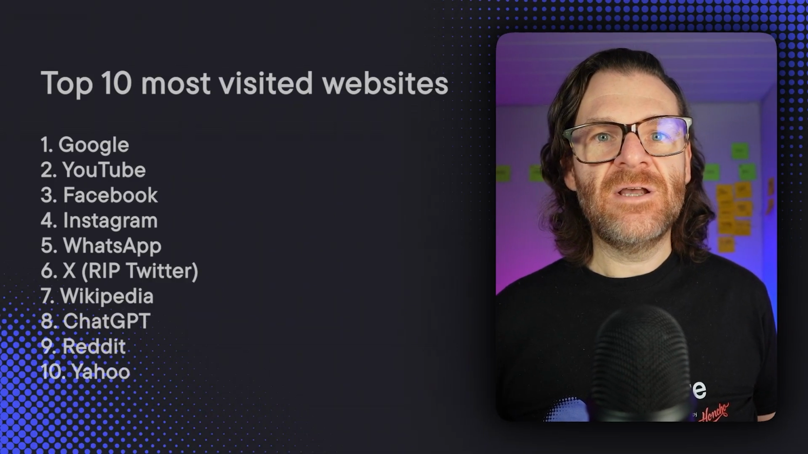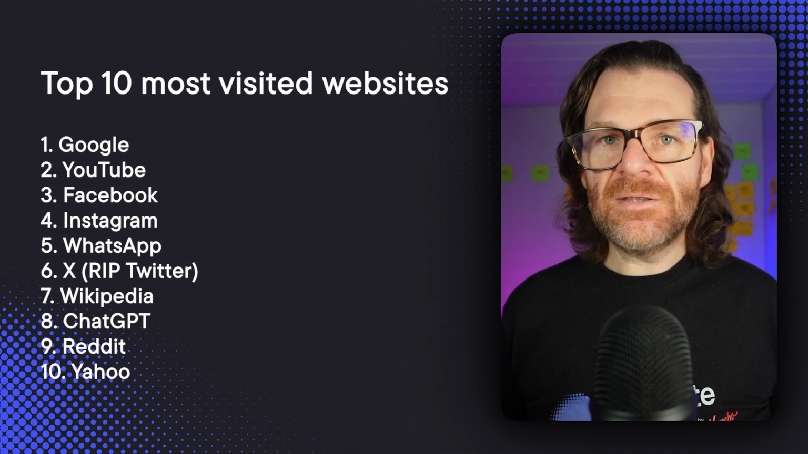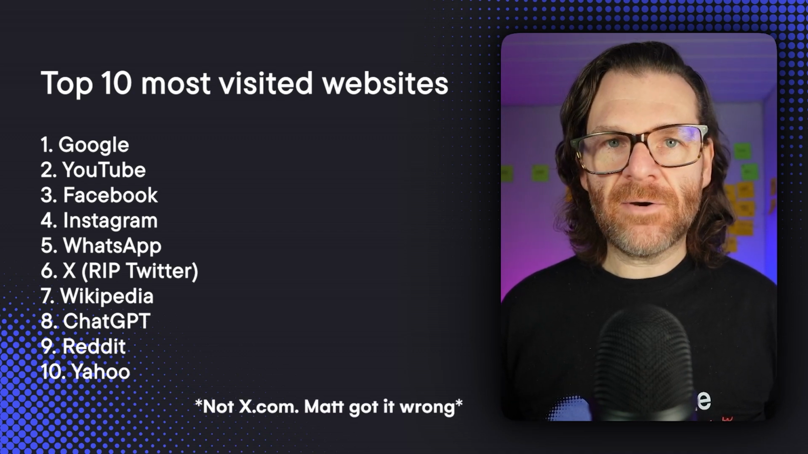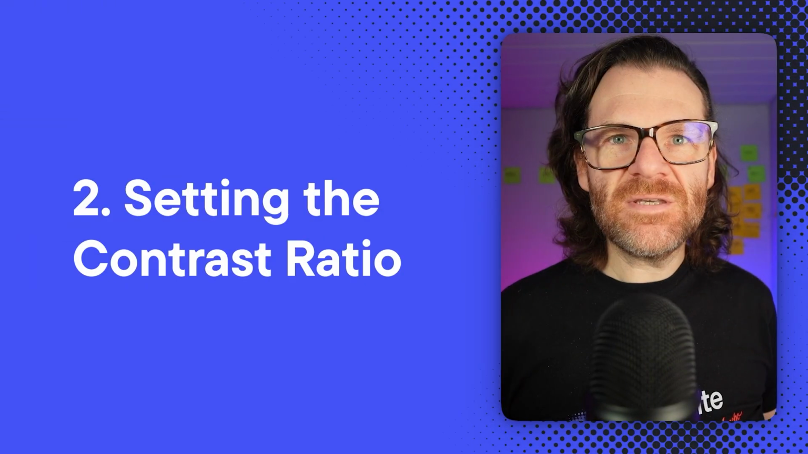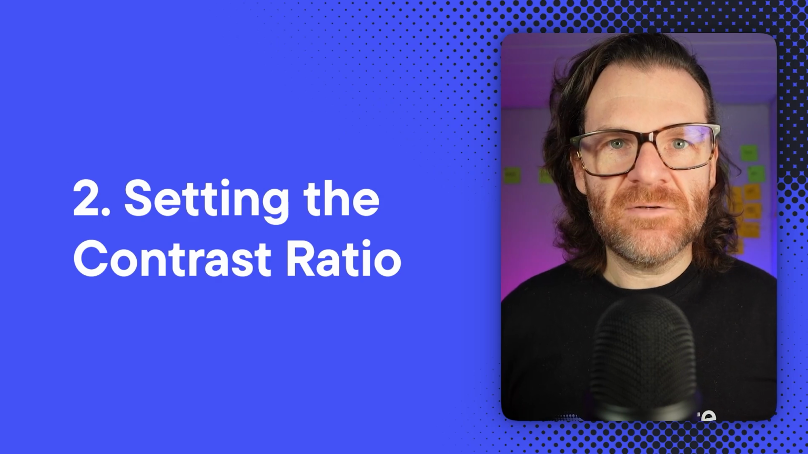Now, your button color doesn't need to be the exact opposite on the color wheel, but it will give you a good starting point if you have a colored background. However, most websites have white backgrounds. In fact, the top 10 most visited websites in the world all have white backgrounds, and maybe yours does too. If that's the case, then the button color you choose really doesn't matter at all. Yet, more on that later. But what does matter is the contrast ratio. Tip number 2. Setting the contrast ratio.